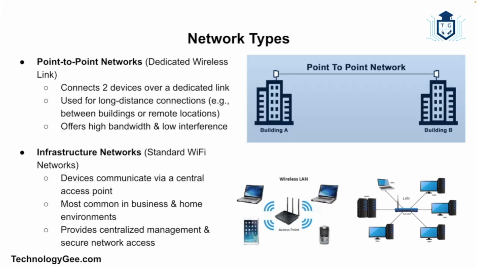Then we have what is called a point-to-point network. And a point-to-point network connects two devices using a dedicated wireless link. They are commonly used for long-distance communication between buildings or remote locations. And then we have what are called infrastructure networks, and they rely on a central access point to facilitate communication between devices. And this is the most common network type in business and home environments.